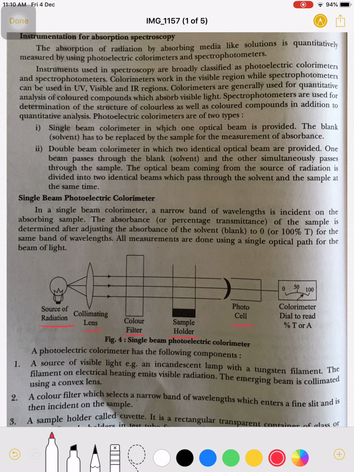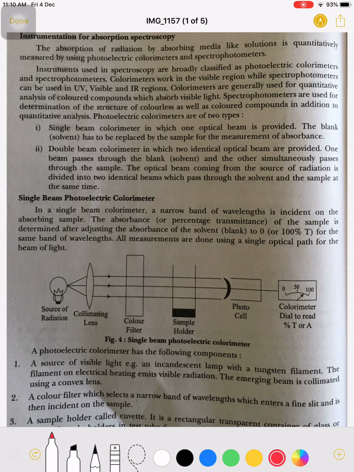So the light radiation passes through the sample holder and is incident on the photocell, and finally a meter is there to read the percentage of transmittance and absorbance of the light radiation coming from the sample holder. Now see here what happens exactly in the single beam photoelectric colorimeter. In a single beam colorimeter, a narrow band of wavelength is incident.